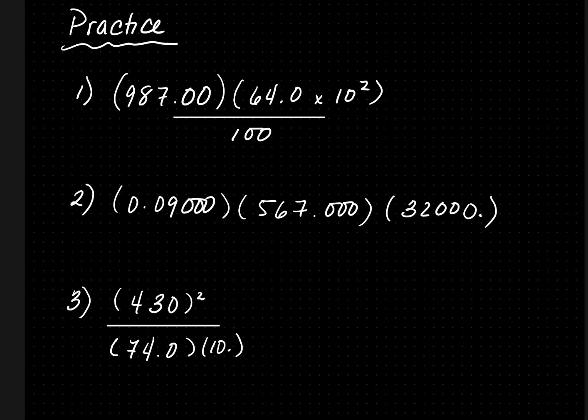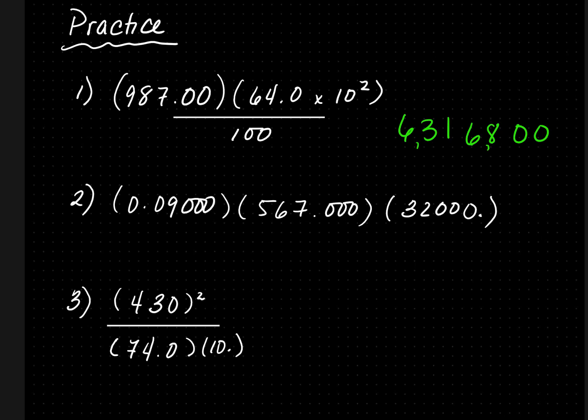On problem 1, you're going to multiply the numerator together and then divide by 100. If you did the math correctly, you should get 6,316,800. After you complete your math, you need to go back to the original problem and count the number of significant digits in each number.